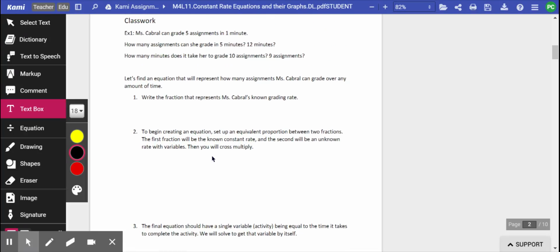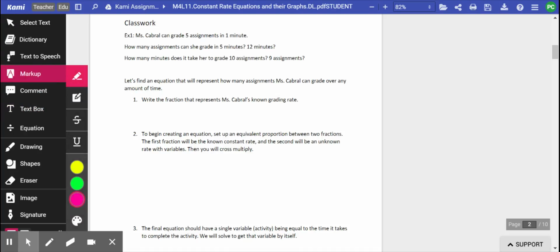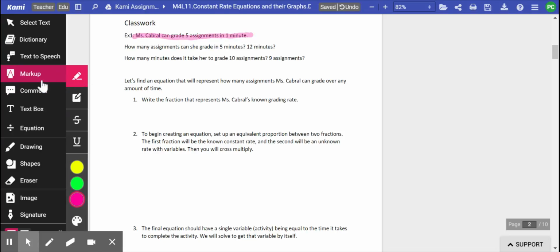So using that same, see here, I'm going to use a highlighter. Using that same known rate, Miss Cabral can grade 5 assignments in 1 minute. And then I was asking other questions. How many can I grade in 5 minutes, in 12 minutes? How long does it take me to do 10 assignments, 9 assignments? Those are all the types of questions that can be answered by using cross multiplication, like the warm-up question.